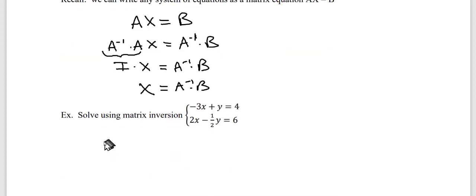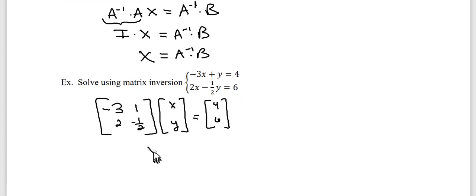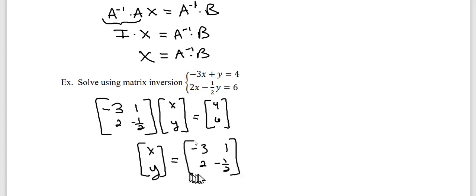Solve using matrix inversion. The first step is to write the matrix equation. Write the coefficients, then the variables, and that will equal 4, 6, the constants. By our work above, this variable matrix xy will equal the inverse of the coefficient matrix times 4, 6.